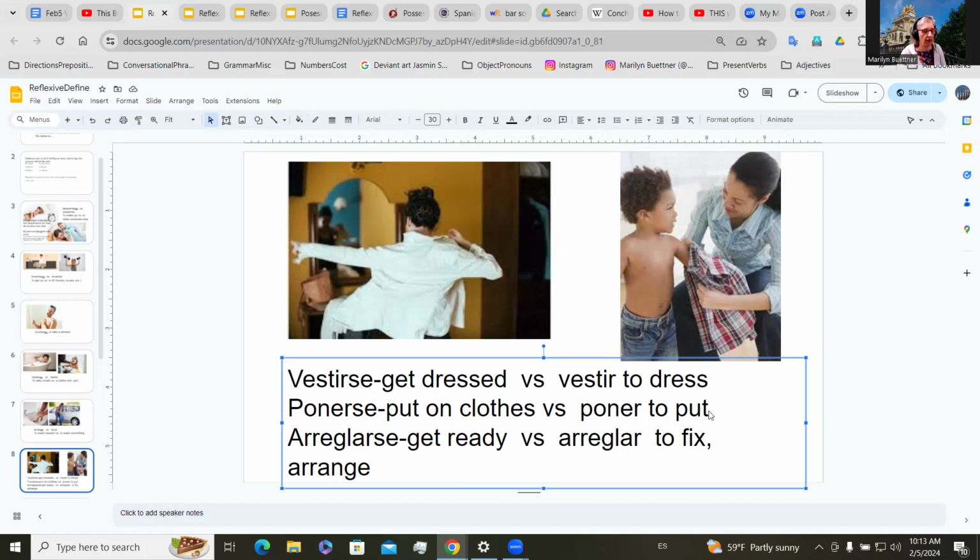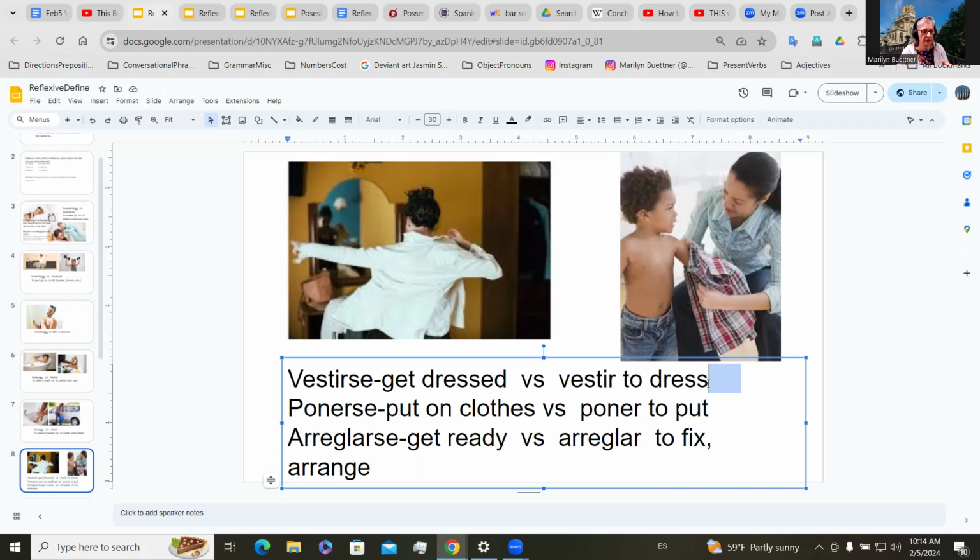To put something on. But that can mean not just clothing, but it can mean jewelry, because you put it on your body. It can mean any kind of lotion or sunscreen, because you put it on, okay? So poner is just putting something somewhere, but ponerse is to put something on, right?